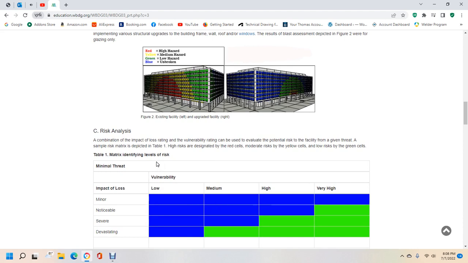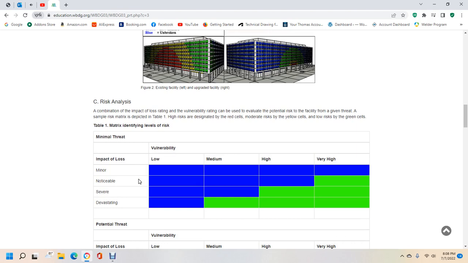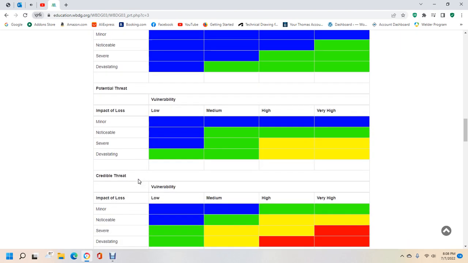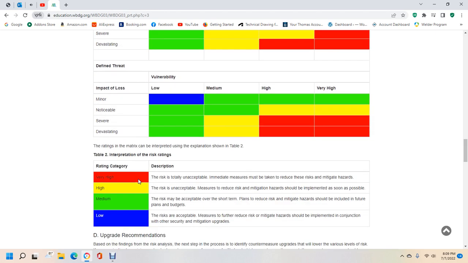C. Risk analysis. A combination of the impact of loss rating with the vulnerability rating is used to evaluate the potential risk to a facility from a given threat, as depicted in the sample risk matrix in Table 1. High risk is designated in red cells, moderate risk in yellow cells, and low risk in green cells. The matrix identifies the level of threat, vulnerability, impact and loss, and credibility.